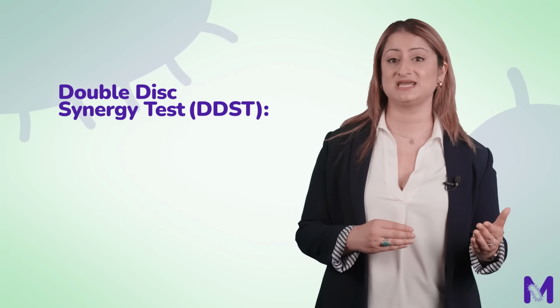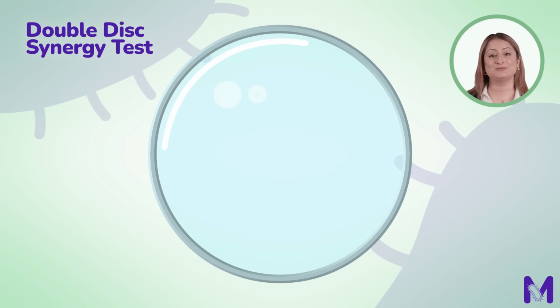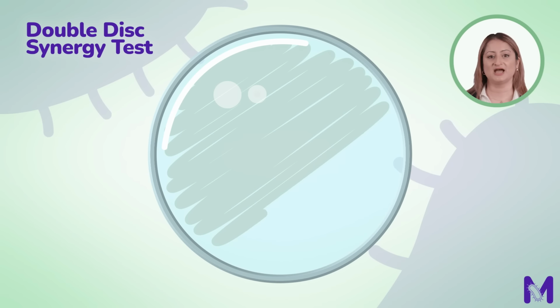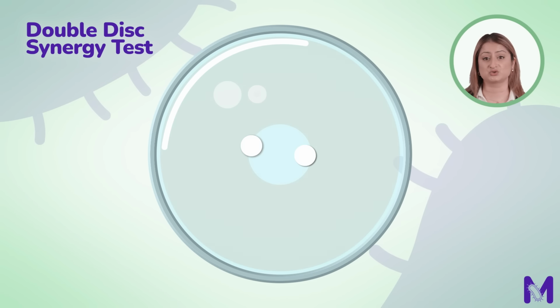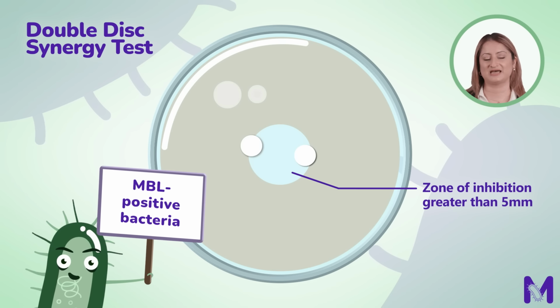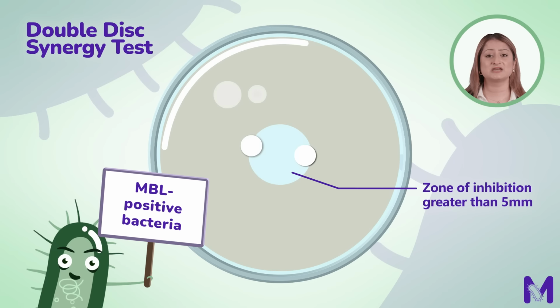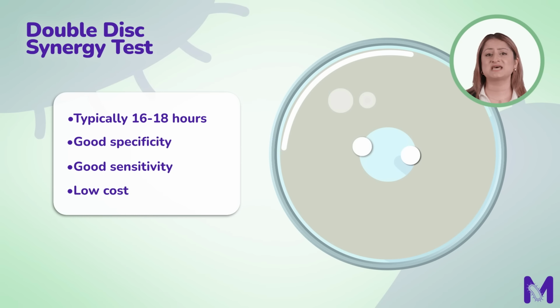Next, we are going to explore the double-disc synergy test, or DDST, which, like the E-test, is based on inhibition zones. On screen, we can see a petri dish inoculated with bacteria and 2 antibiotic discs. An enhancement of the zone of inhibition in the area between the 2 discs, larger than 5 mm, is indicative of MBL-positive bacteria. The bacteria should then be sent to a reference laboratory for genotypic testing. This test typically takes around 16 to 18 hours. It has good specificity and sensitivity and is a low-cost test.